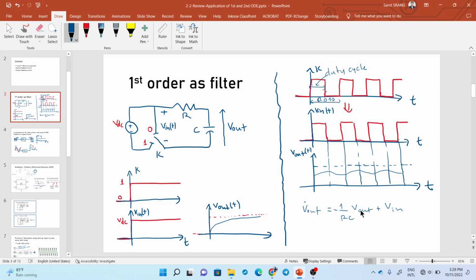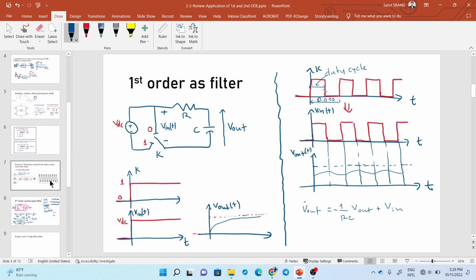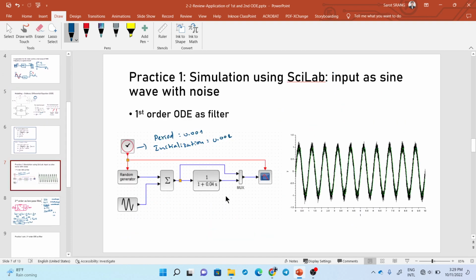So let's simulate the first order system using ITC-DCLab. So you can use either ITC-DCLab or MATLAB to simulate the system. So now you can use your PC and simulate it to see how this first order can behave like a filter.